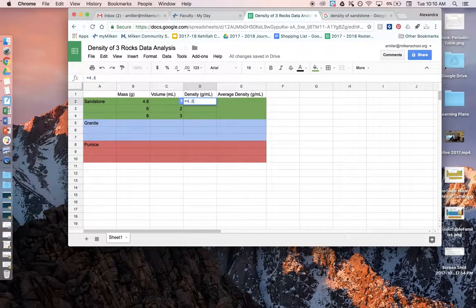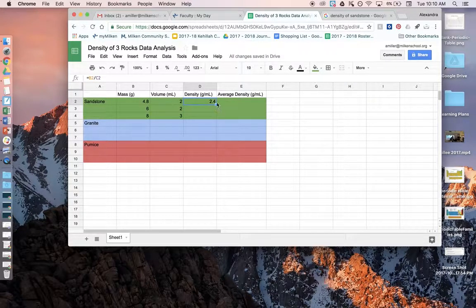So now you could just do 4.8 divided by 2, which is what the mass and the volume are for this first rock. But if instead of writing out the actual numbers, you click on the cell holding that data, it turns it into a formula. B2 divided by C2. So 4.8 divided by C2, the contents of C2.